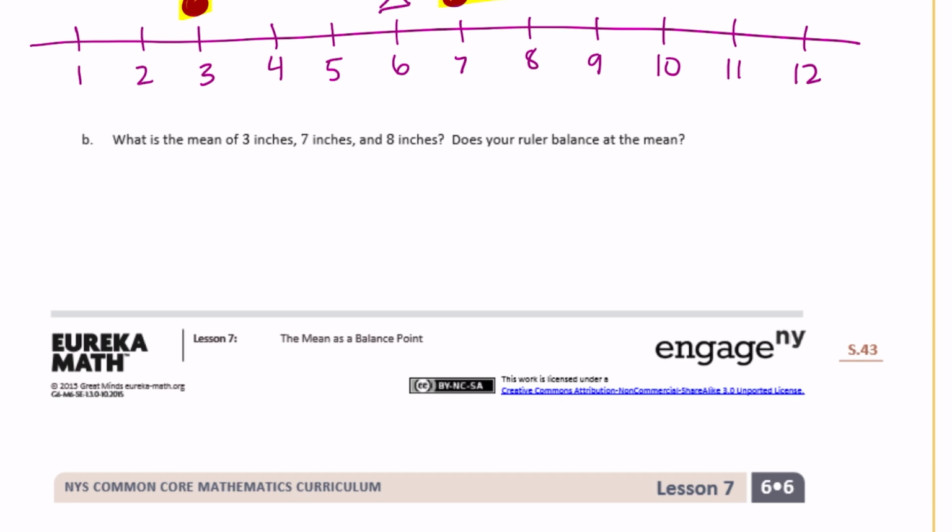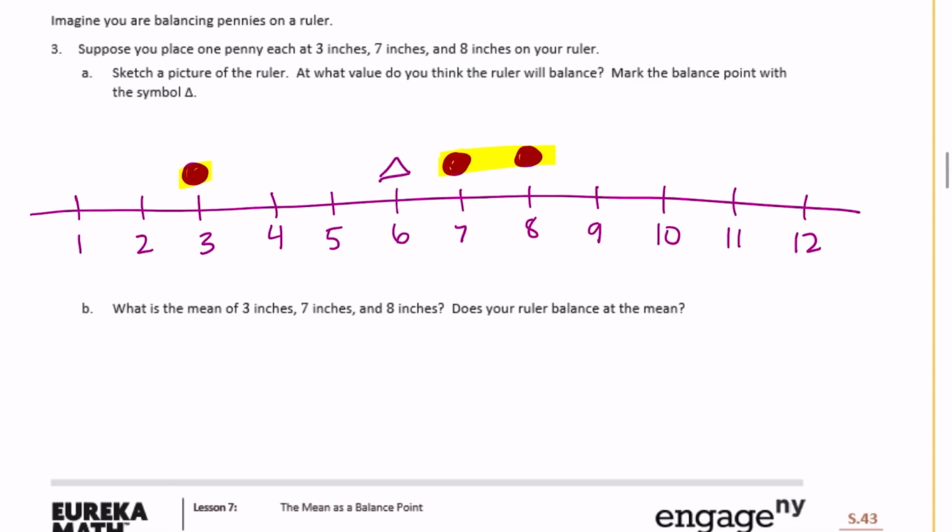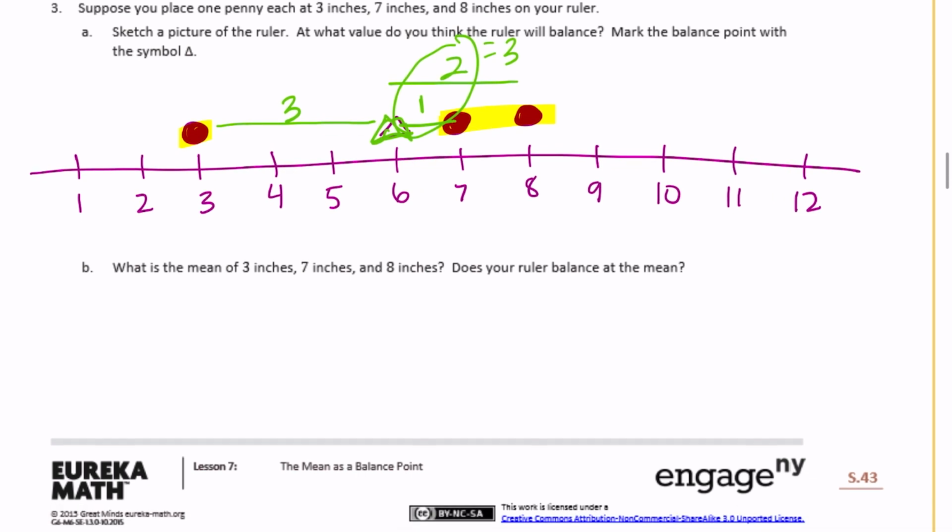What is the mean of 3, 7, and 8? Does your ruler balance at the mean? So, let's see. Here, the distance between 3 and 6 is 3. From 6 to 7 is 1, and from 8 to 6 is 2. So those add up to 3. So the mean would be 6, because we have 3 on each side. So does your ruler balance at the mean?